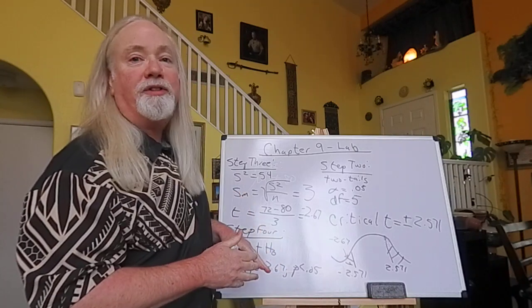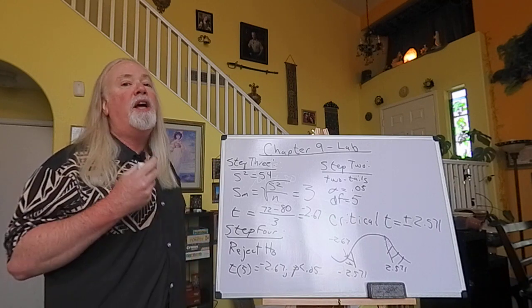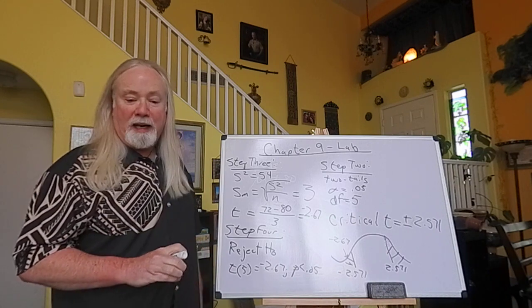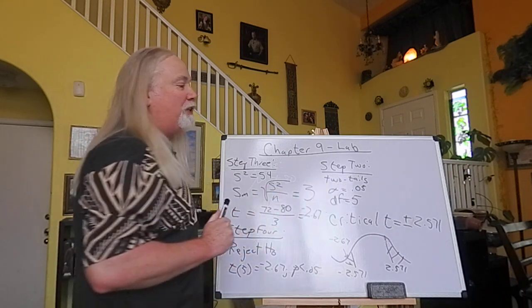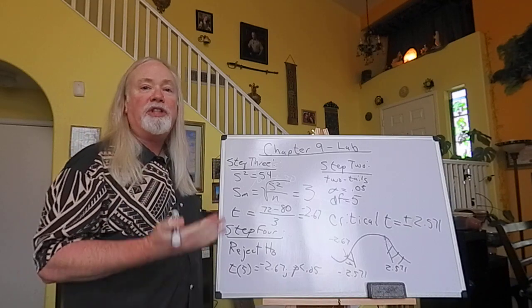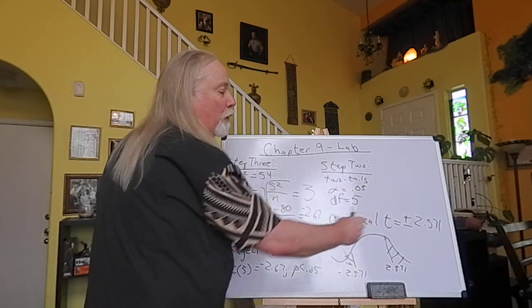Well, step 1 is the same. The hypotheses didn't change. So the alternate hypothesis is still that the treated population mean will not equal 80. The null hypothesis remains that the treated population mean will equal 80. Our critical t-values don't change. We didn't change sample size, so degrees of freedom didn't change. We didn't change tails or alpha level. So step 2 remains identical.